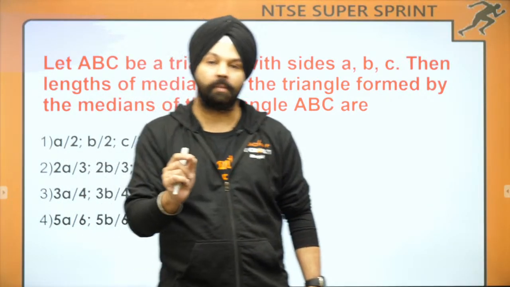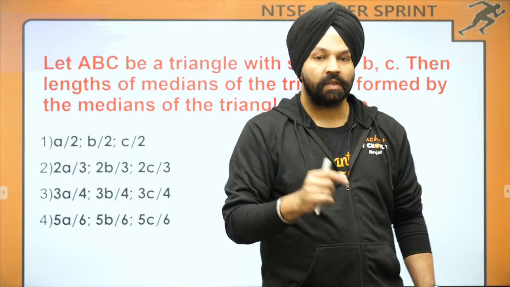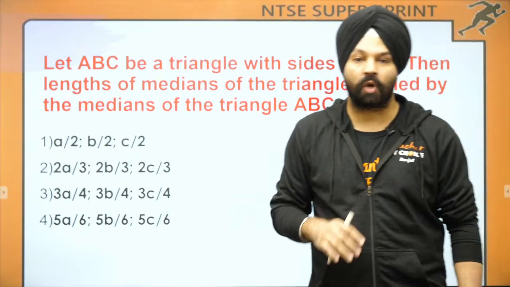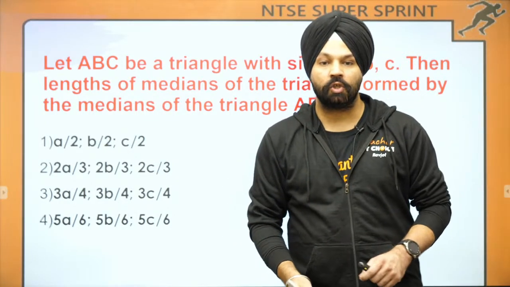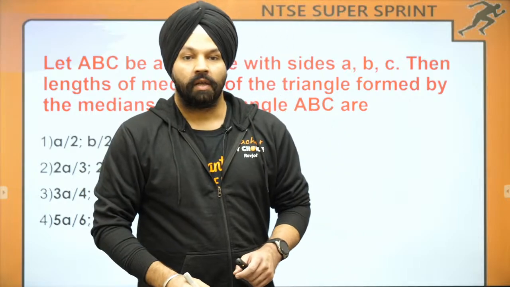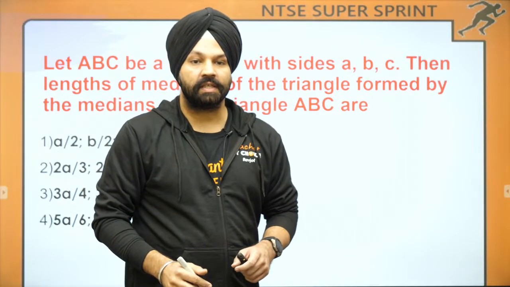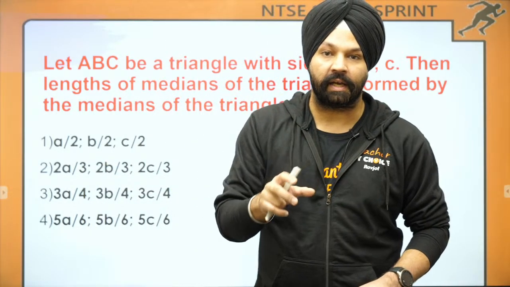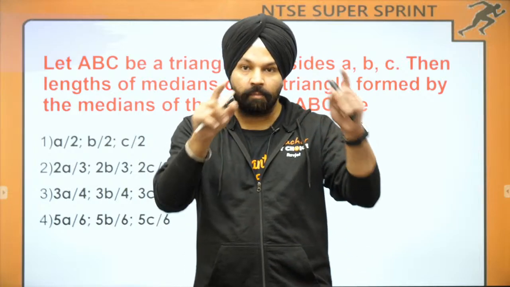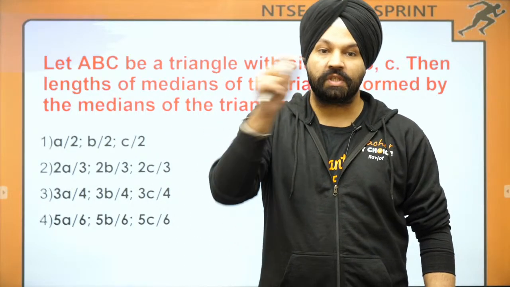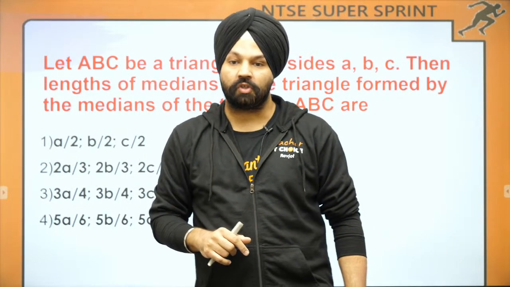Sides are always denoted by small letters. He says then the lengths of the medians of the triangle formed by the medians of the triangle ABC are... He is saying you have to make a triangle from the medians of ABC and then tell the lengths of its medians. You have to check.